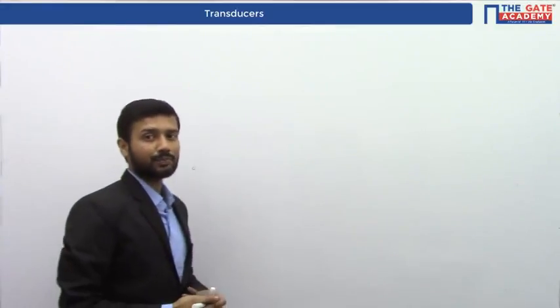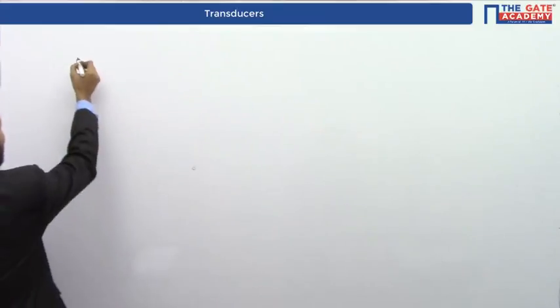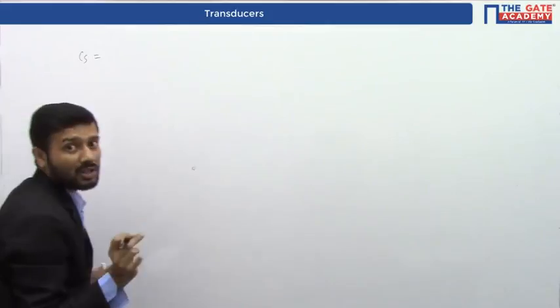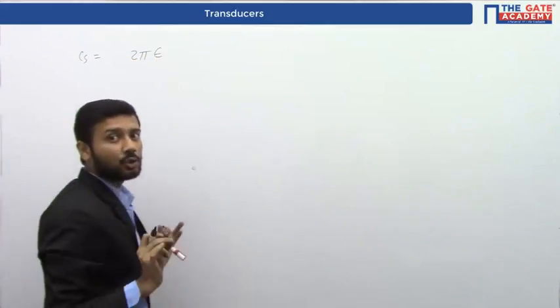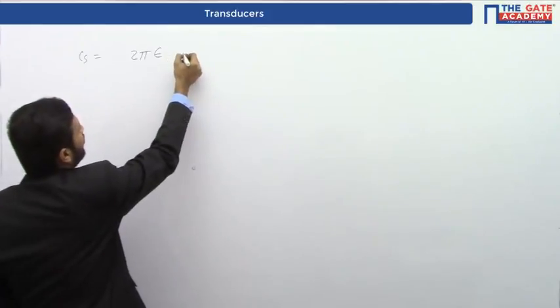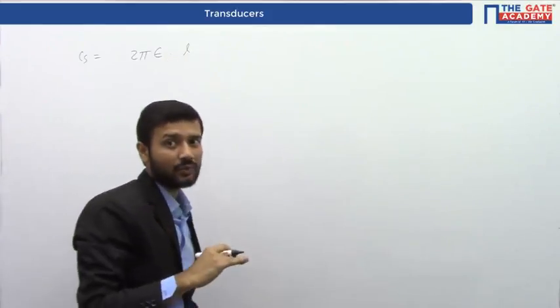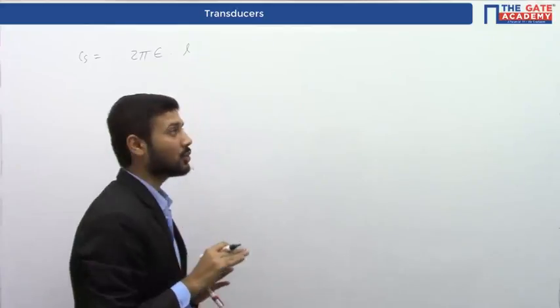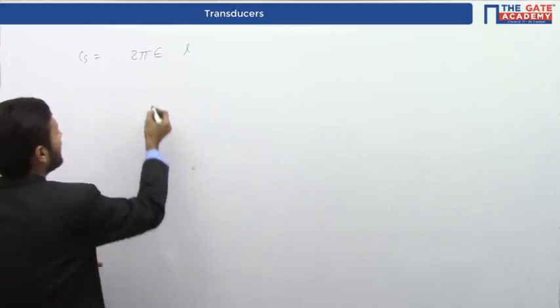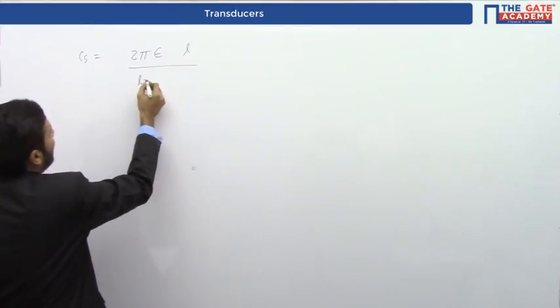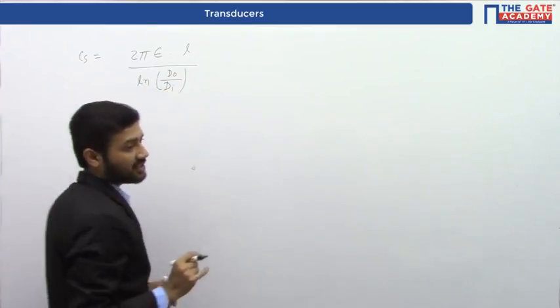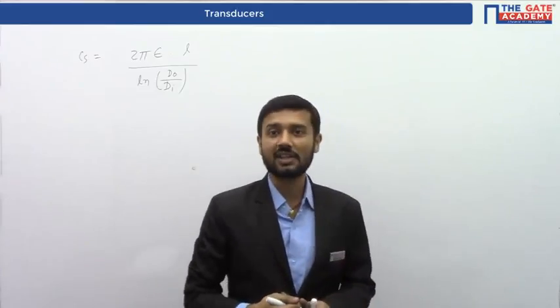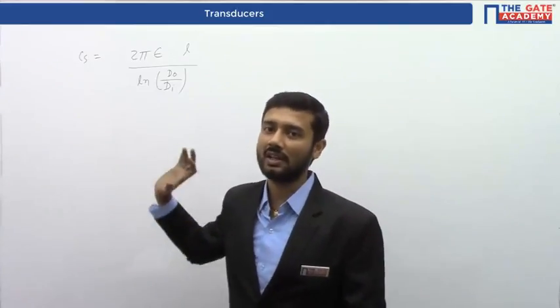So we know the formula for cylindrical capacitance. So this Cs will be equal to 2 pi epsilon into L, that is the length of the capacitive transducer, by ln d naught by di. This d naught by di is the diametric ratio. It is already given in the question as 2.